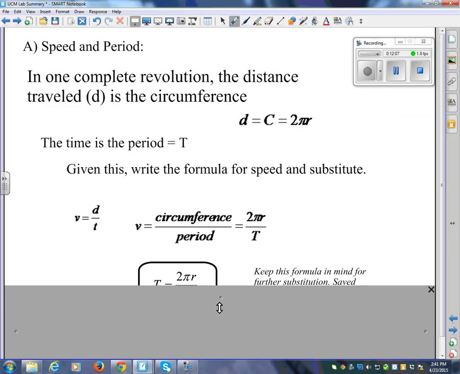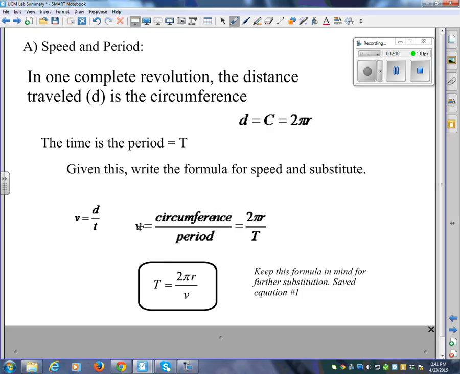Big whoop, Mr. Bennett, who cares? I'm going to rearrange that. Instead of v equals 2 pi r over T, I'm going to switch the T and the v and write T equals 2 pi r over v. I'm going to label that equation number 1, because I'm going to come back to it. In other words, if you measured the time it took for one revolution, and you knew the radius, you could figure out the speed of your rubber stopper. Okay, good. I'll pause there for a second. Let's continue.